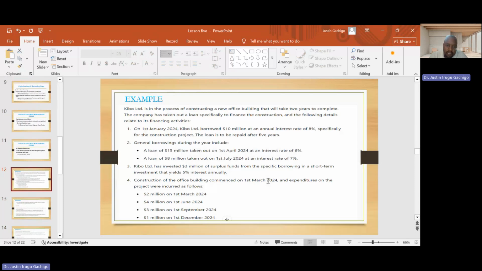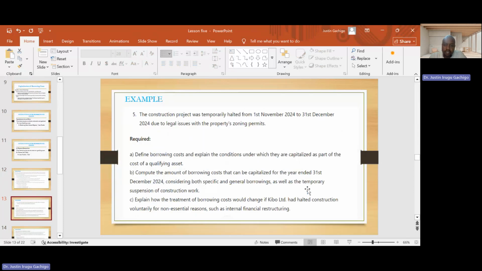Kibo Limited has invested 3 million of surplus funds from the specific borrowing in a short-term investment that yields 5% interest annually. Construction of the office building commenced on 1st March 2024. And expenditure on the project was incurred as follows: 2 million on 1st March 2024, 4 million on 1st June 2024, 3 million on 1st September 2024, 1 million on 1st December 2024. The construction project was temporarily halted from 1st November 2024 to 31st December due to a legal issue with the property zoning permits required.